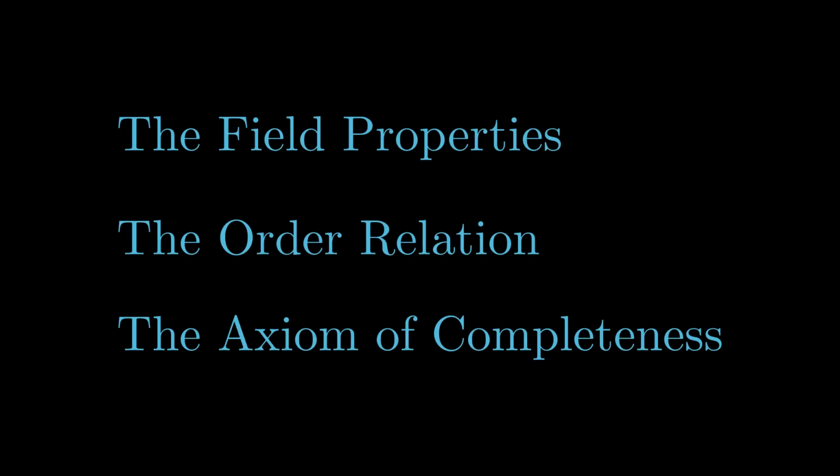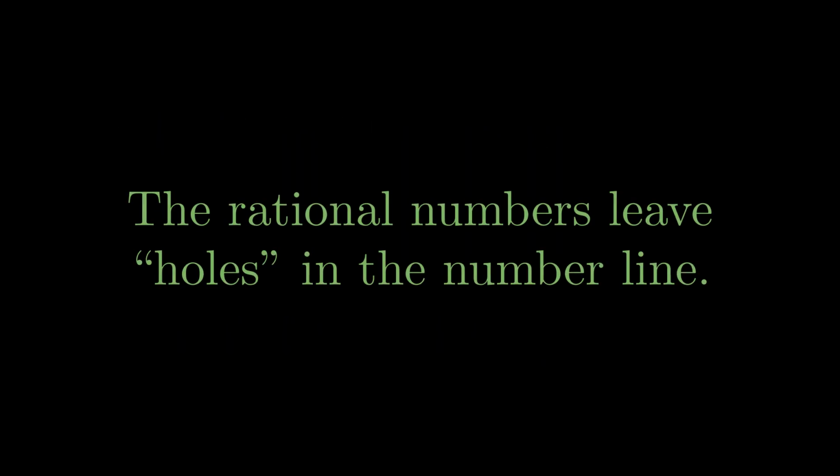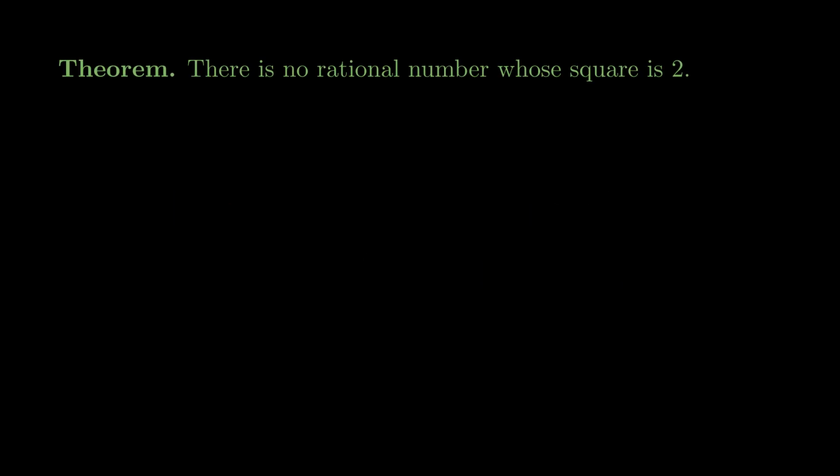In the last two videos, we discussed the field properties and the order relation. But with just those two, there's nothing to distinguish the real numbers from the rational numbers. And yet, the rational numbers leave holes in the number line where it seems like a number should exist and yet doesn't. Let's look at an example of that.